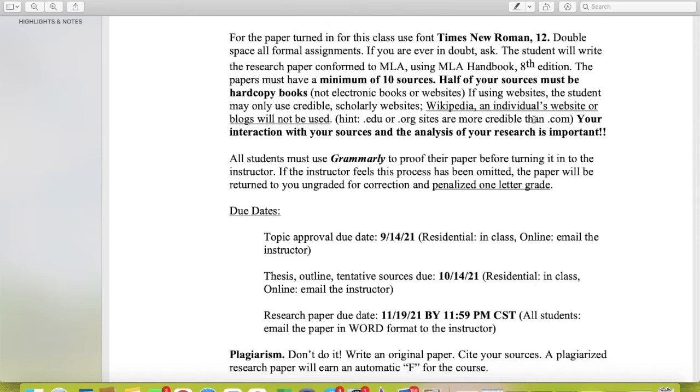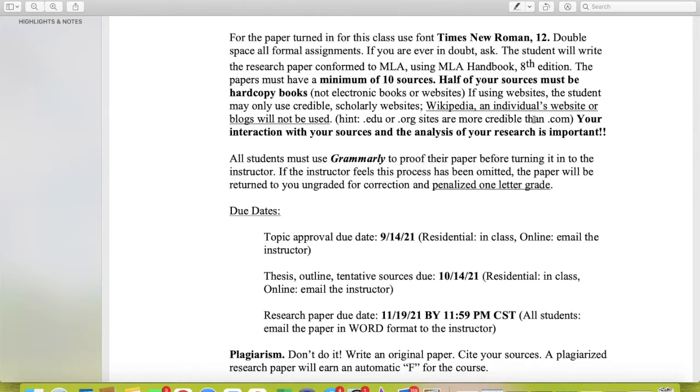If using a website, you must use a credible and scholarly website. Do not use Wikipedia, an individual's website, or some blog. Don't use that. If it ends in edu or org, then it's probably a credible site. If it's a .com, it must be a credible .com site, such as nationalgeographic.com or discovery.com. But it cannot be wiki or anything like that. It shows your interaction with the sources. It shows how you've researched and received the information for your paper.